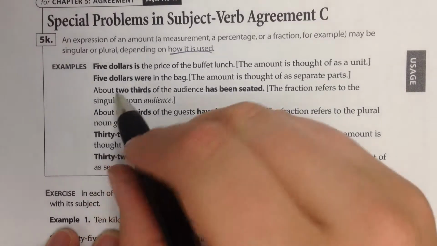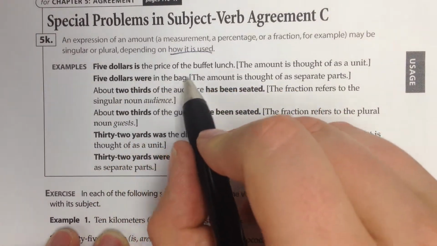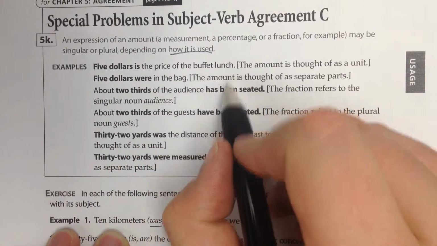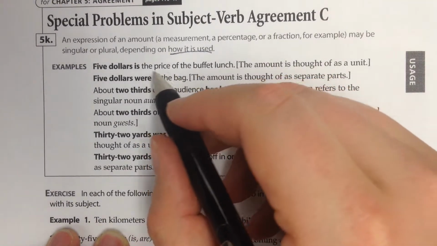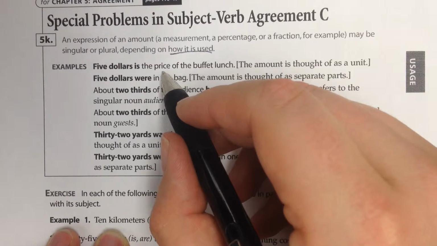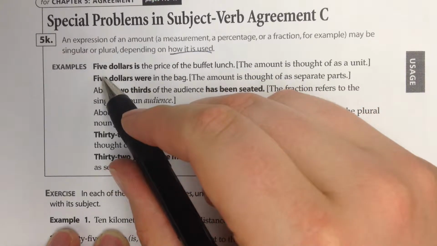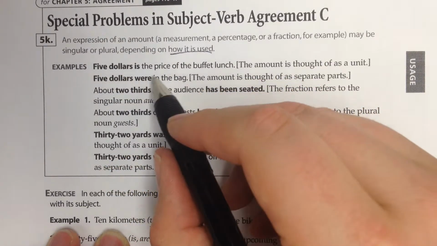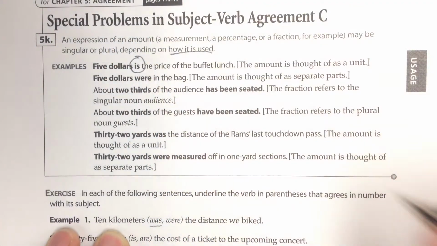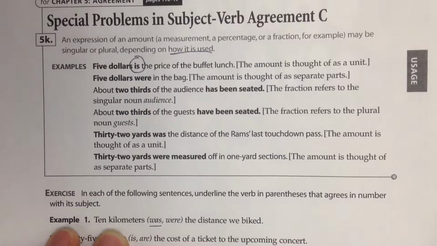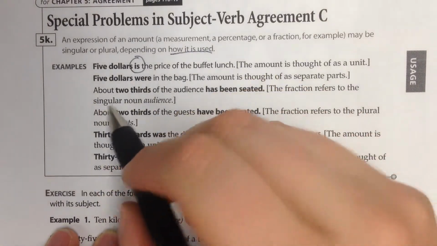So here's the example that shows how an expression of an amount can be singular or plural. "$5 is the price of the buffet lunch." Here we're talking about the price, which is a singular quantity. In this case, we're not talking about 5 individual dollars. Here we're talking about one price. And that's why they use the singular verb is. And we know that is is singular because it ends in S. Singular verbs end in S here in the present tense.